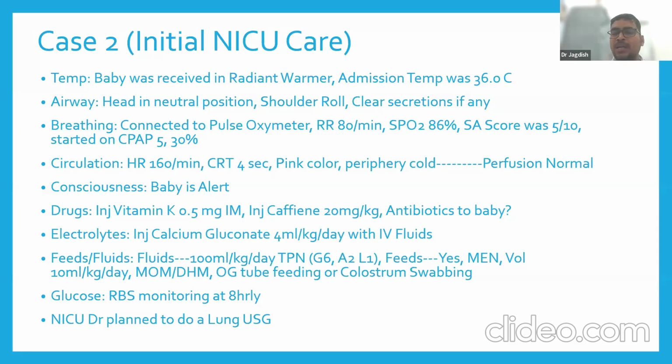So for electrolytes, we decided to give injection calcium gluconate 4 ml per kg. Then regarding feeds and fluids, because this baby is less than 32 weeker, the baby will be needing IV fluids and that too total parenteral nutrition. So we decided to start total parenteral nutrition with GIR of 6 milligram per kg per minute, amino acid of 2 grams per kg per day, and lipid of 1 gram per day. That is as per our unit protocol we have started.